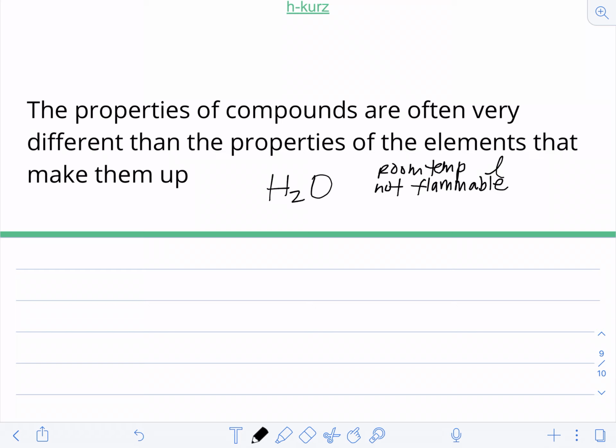Now, the elements that make up water are very different. We can see that we've got hydrogen that makes up water, and then oxygen. Remember, it's diatomic, so it also makes up water. When these are not in the chemical compound of water, H2O, they exist as gases. So this is a gas at room temperature, and I don't know if you guys know much about it, but these are highly flammable. So hydrogen gas, very flammable.